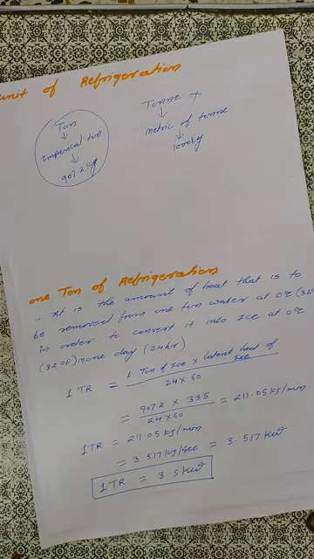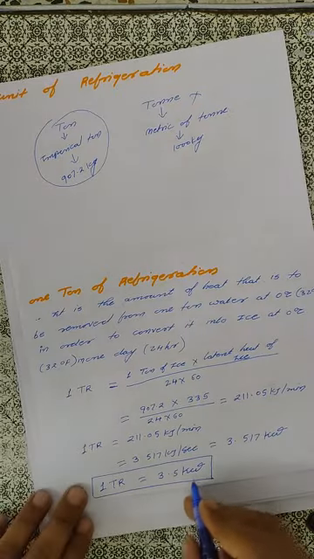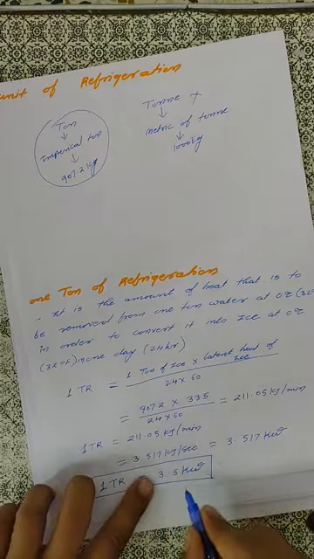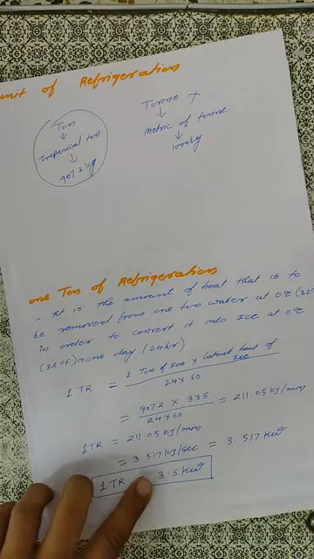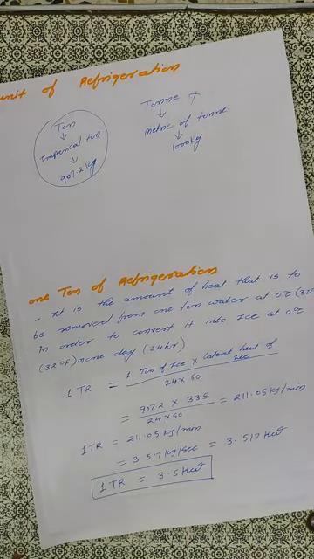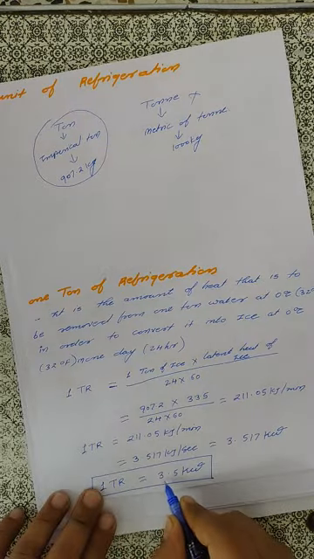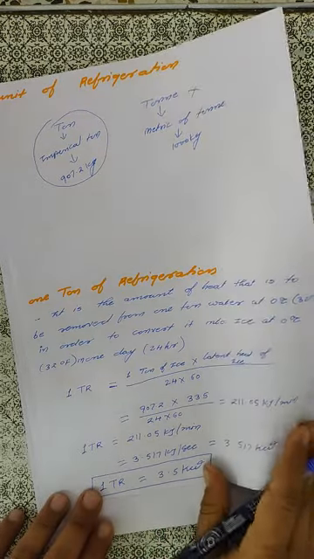It means that for converting water into ice, you have to extract heat at 3.5 kilowatt. That is, if you are converting 1 ton of water into 1 ton of ice, you have to extract heat at 3.5 kilowatt.